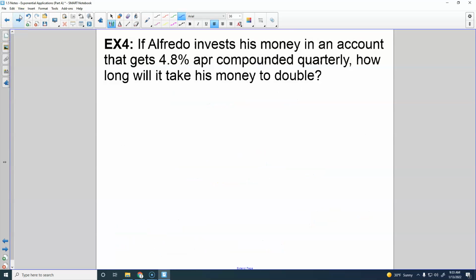All right, so this time Alfredo is going to invest money in an account that gets 4.8% annual interest, compounded quarterly. How long will it take his money to double? I love this problem because it seems to be missing so much, doesn't it? What are we missing? We're missing the baseline, what he starts out with. I don't know how much money Alfredo has. I don't know if he has $1 or $1 million. Probably somewhere in between there, but I don't know, right?